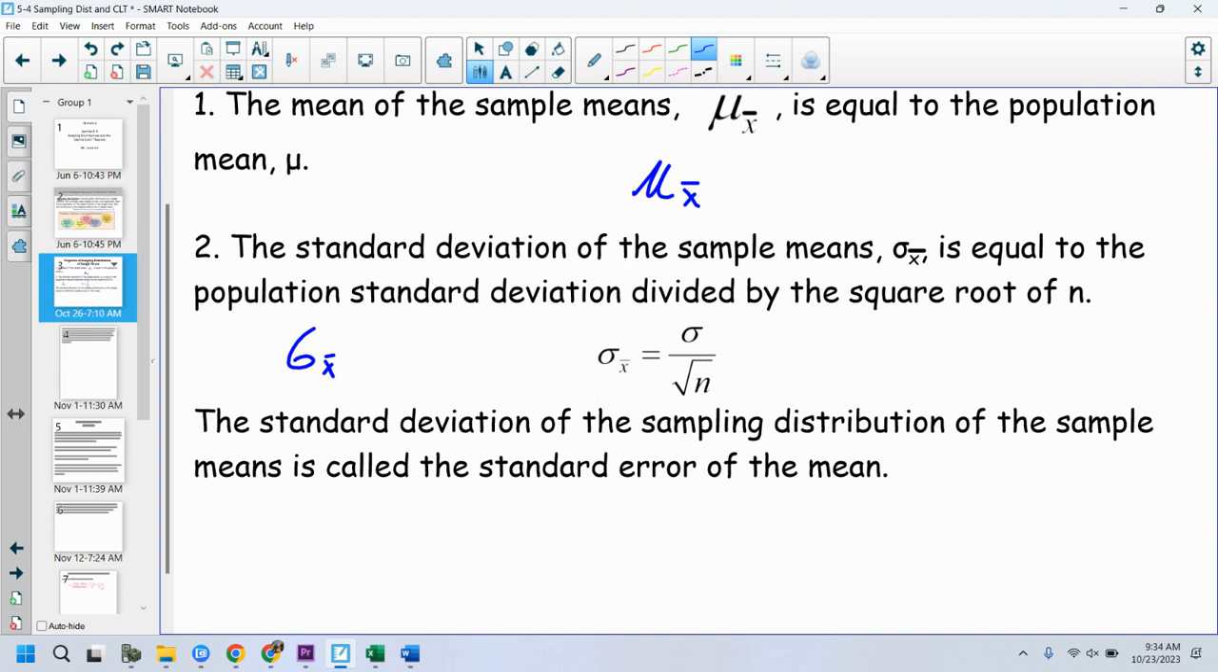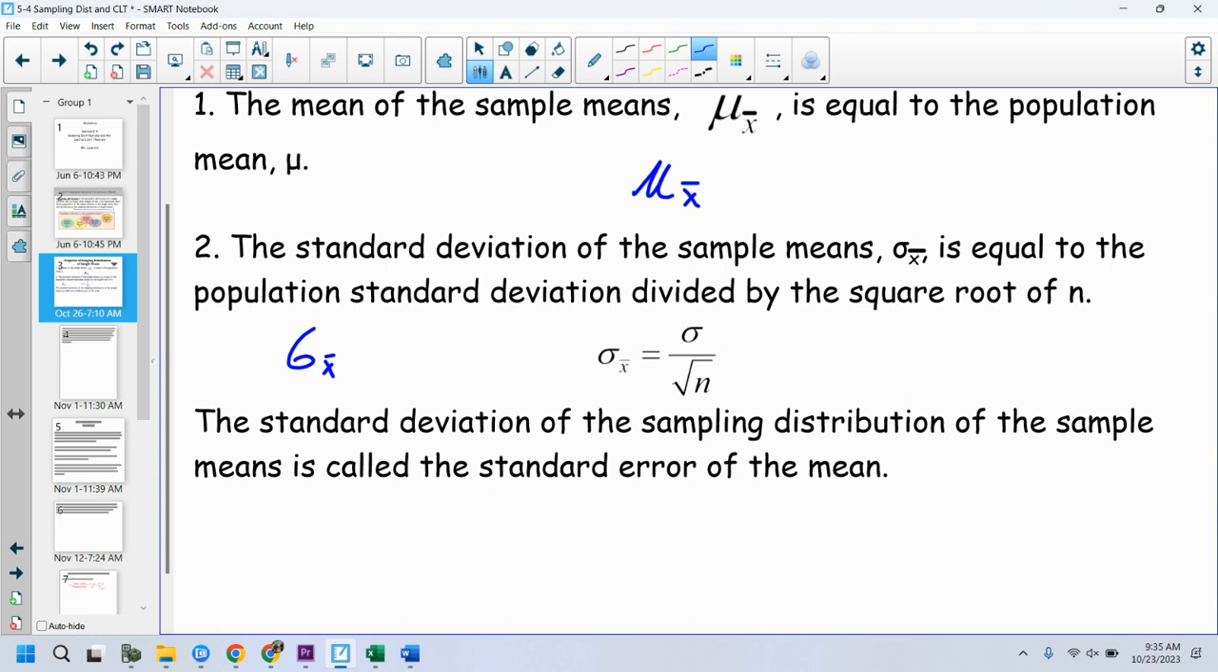Now that's an interesting formula here. Sigma x bar is equivalent to this true sigma of the population divided by the square root of n. Sometimes that's easy to find. Sometimes it's not. Sometimes that's helpful. Sometimes it's not. And I'll show you when it isn't. The standard deviation of the sampling distribution of the sample means is called the standard error of the mean.